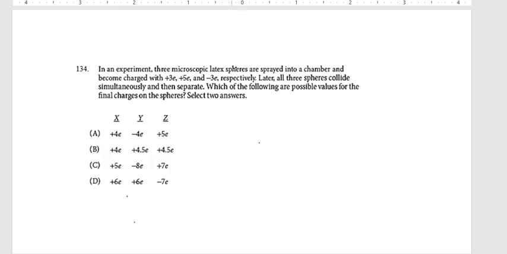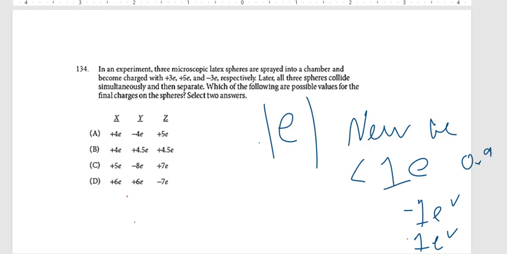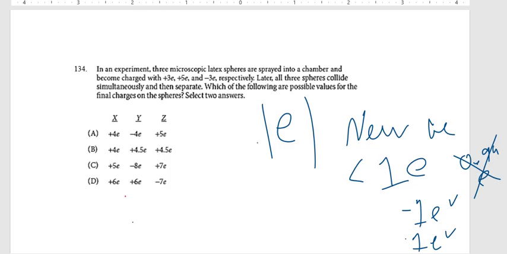The letter e. Now, if you remember, e is the elementary charge, and its magnitude can never be less than 1 e. So you could have negative 1 e, yes. 1 e, yes. 0.99 whatever e, no. It cannot be smaller than the magnitude of 1. So I kind of draw this as it goes.